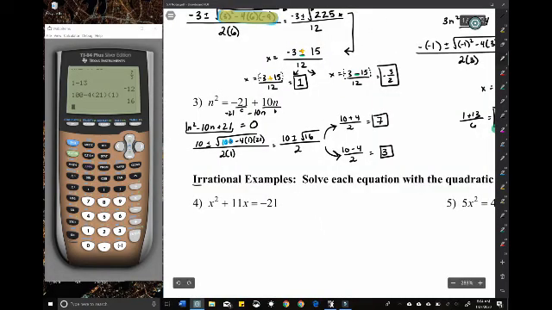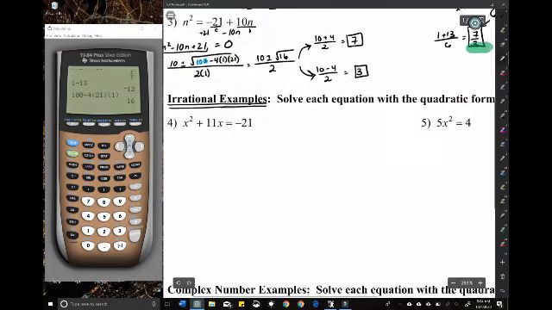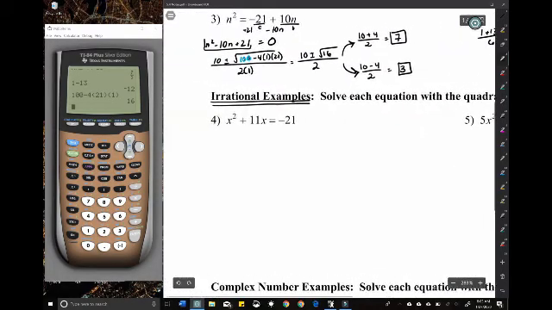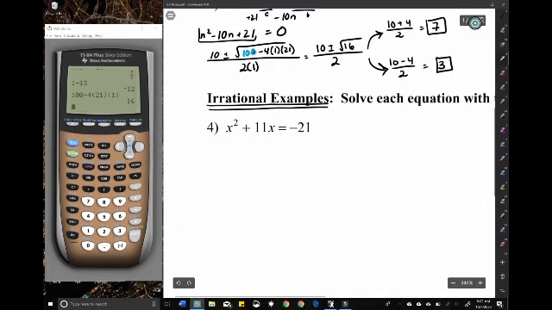Those all came out to be regular numbers. There are examples. These next ones are irrational numbers. Okay, you're going to do the same process, only they're going to look a little different at the end. Okay, so again, let's get it equal to 0. Add 21. So I have x squared plus 11x plus 21 equals 0. We're going to quadratic form this guy. So negative 11 plus or minus square root b squared.